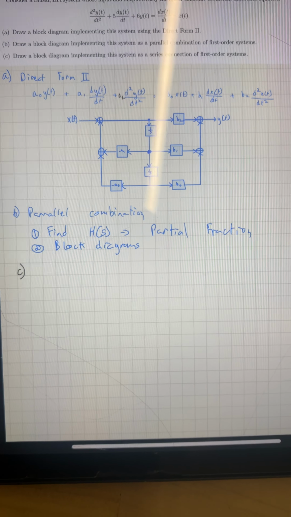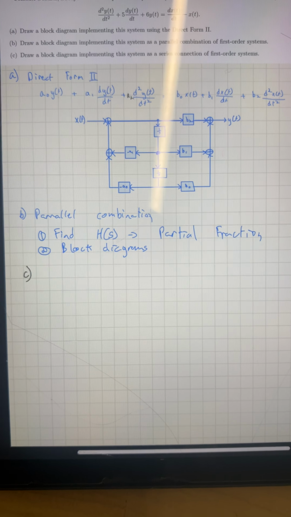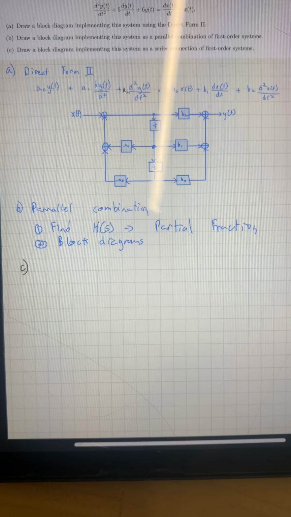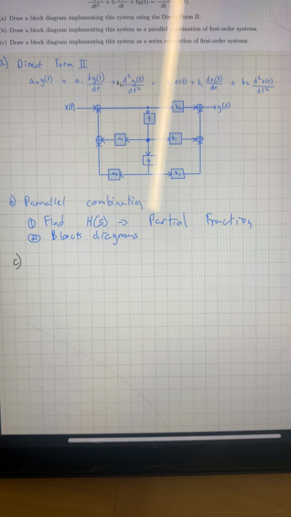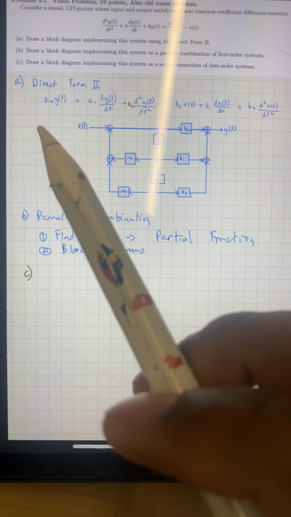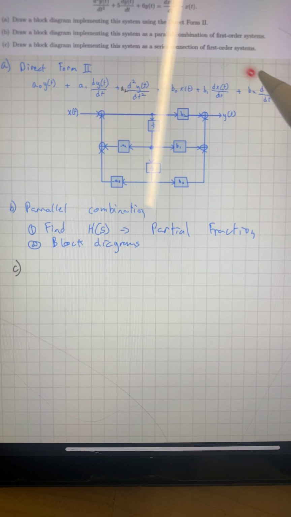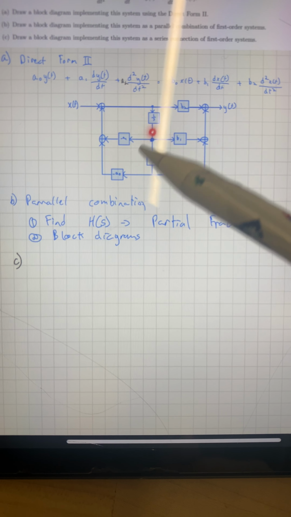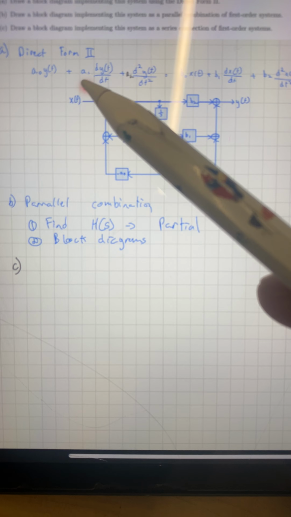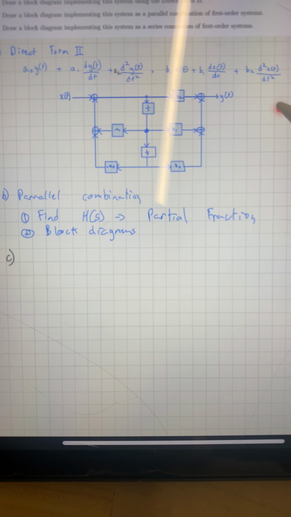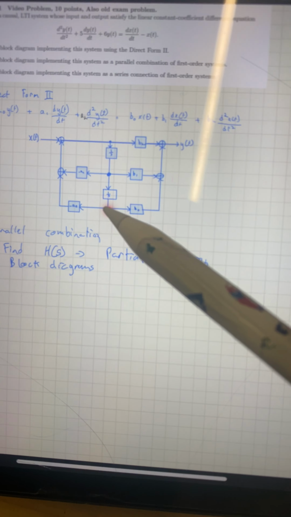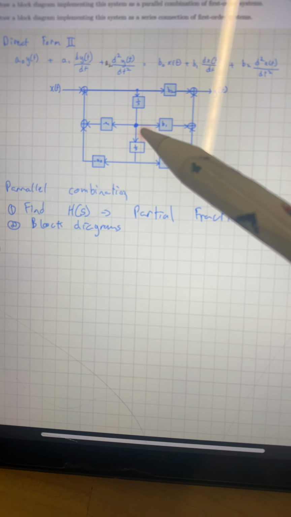So let's get straight into our game plan. For problem A, we are going to use the direct form 2, where we use our coefficients and plug them into the block diagram, where we match a sub 1, a sub 2, a sub 0, and b sub 0, b sub 1, and b sub 2 into the block diagram.